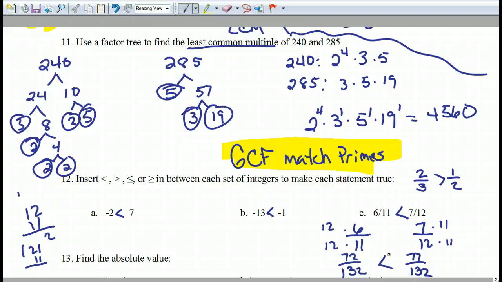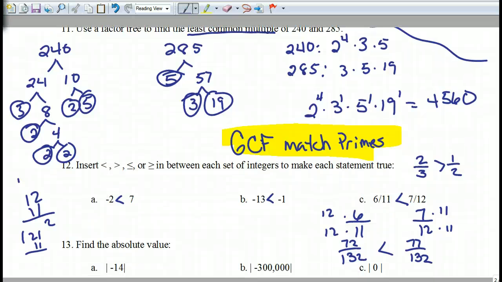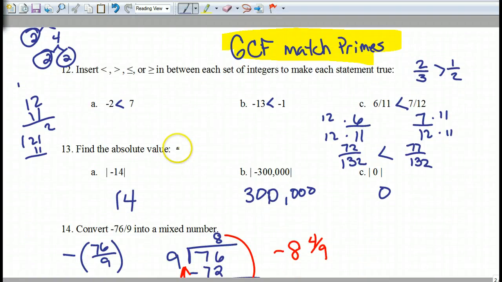Okay, absolute value. Absolute value is the distance from 0. So negative 14 is 14 from 0. Negative 300,000 is 300,000 from 0. And absolute value of 0 is 0.